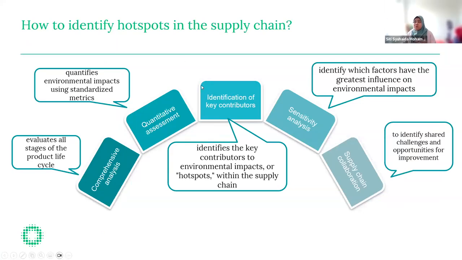So here is more to explain on how to identify hotspots in the supply chain. You can do a comprehensive analysis. In this part, you can evaluate all stages of the product life cycle, which includes raw material extraction, manufacturing, distribution, use, and end-of-life disposal. By considering the full scope of activities, LCA provides a comprehensive understanding of environmental impacts across the supply chain.